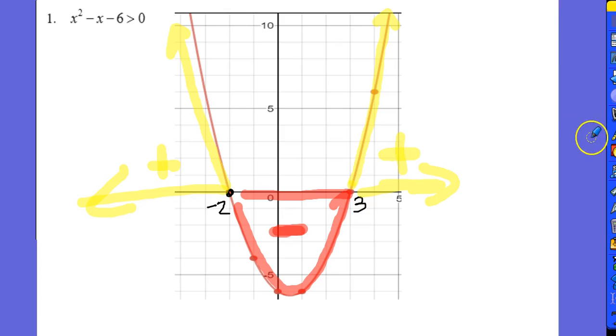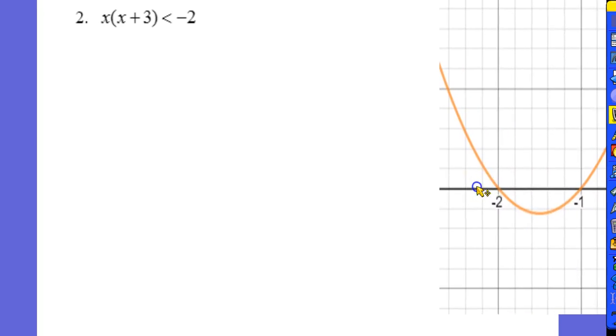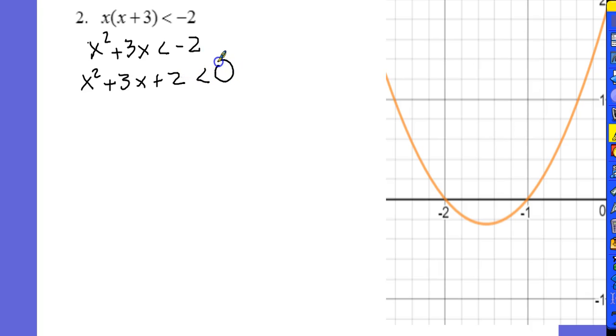Questions about that? Oh my gosh, the bell's going to ring, and we are not done yet, which is not good. Okay, so let's do this one, and let's go quickly. All right, so here we have number 2, and it is not in standard form, so let's go. X squared plus 3x is less than negative 2. Move the negative 2. X squared plus 3x plus 2 is less than 0.